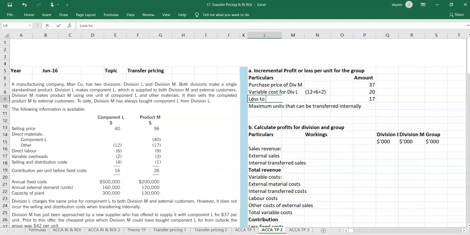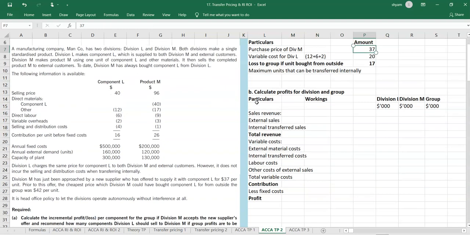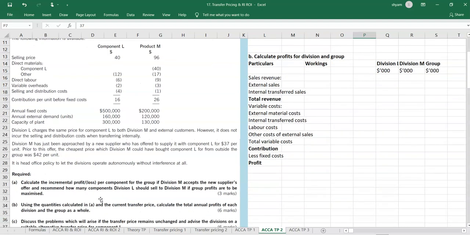So the amount that is profit or loss per unit: loss to group if unit bought from outside. This is the crux of it. They unnecessarily have to lose this money, because it only takes $20 to produce the product. Why should we buy that at 37? That is the reason here.